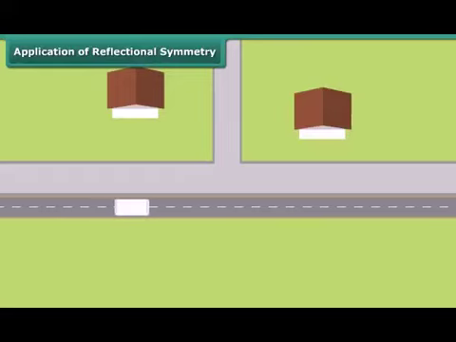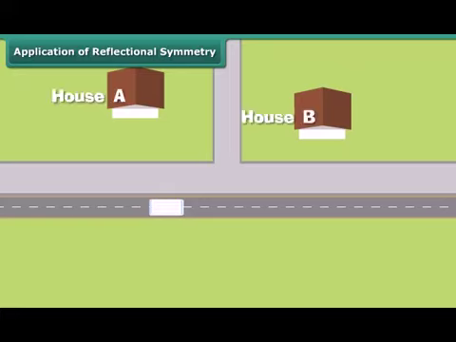Shyam, a milkman, wants to park his van at some point on the street and distribute milk to houses A and B. Can you suggest him where he should park his van so that his walking distance from the street to the houses A and B will be least?